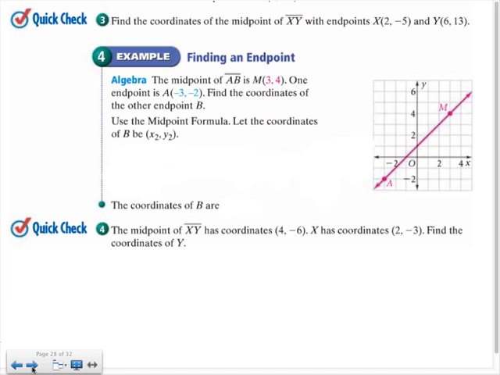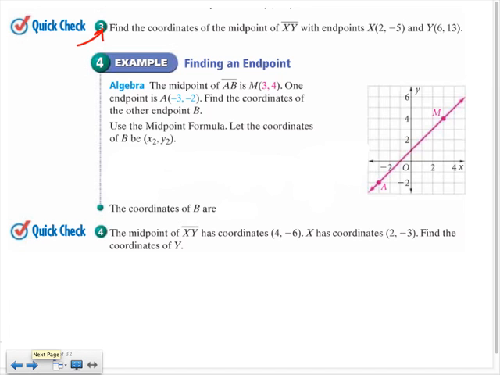Here's a problem that you can try. Go ahead and try the quick check at the top here, number 3. This is a good place to pause the video, give it a try, and then you can check your work. And if you answered 4, 4, for the coordinates of that line segment, you're correct.